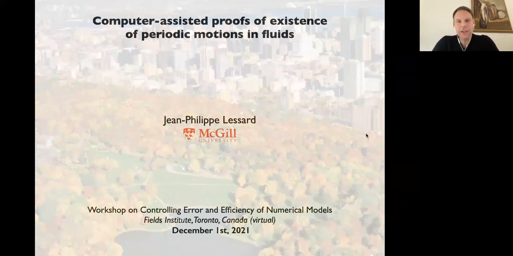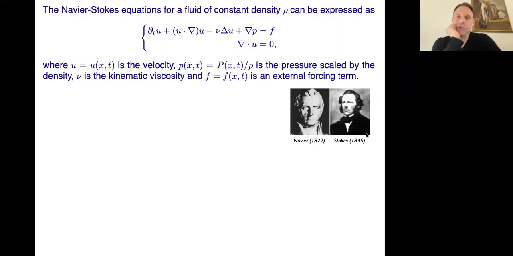Okay, so a little bit of motivation here. Many of you know the Navier-Stokes equations, and here are the equations of motion. U here is the velocity, P is the pressure scaled by the density, nu is the kinematic viscosity, that's going to be an important parameter, and F is acting as an external forcing term. So that's going to be a very important element in this talk, the actual external forcing term.